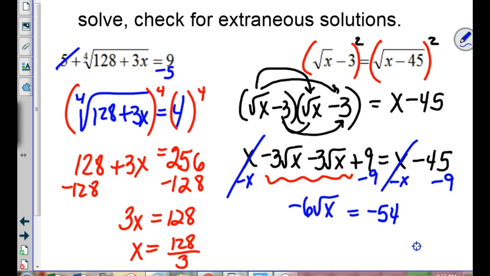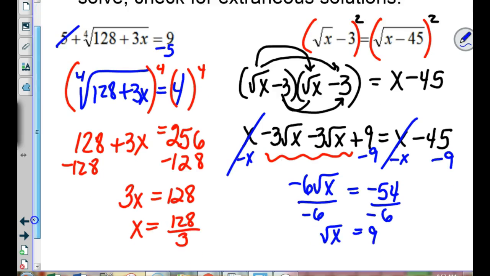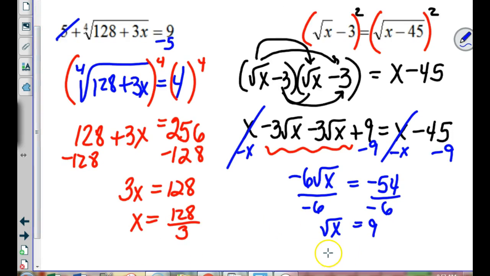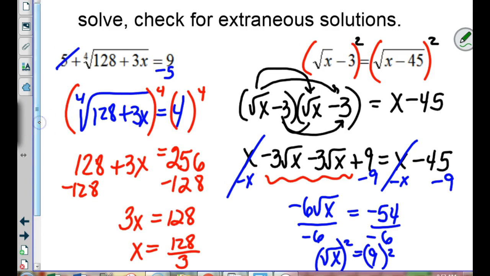Yeah, I would divide by the negative 6 for sure, because we want to isolate this before we square it again. So now we have the square root of x equals positive 9. Everybody with me? Square both sides again, and we get x equals 81.